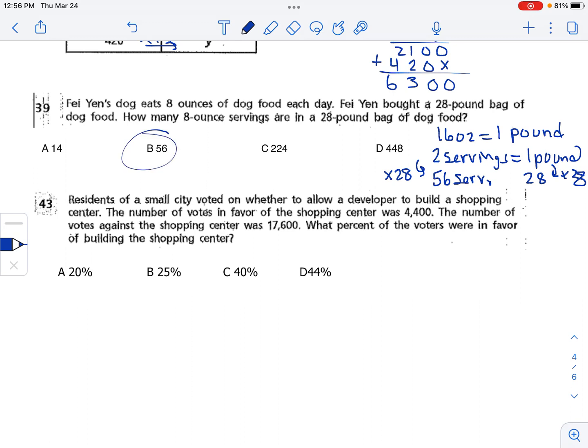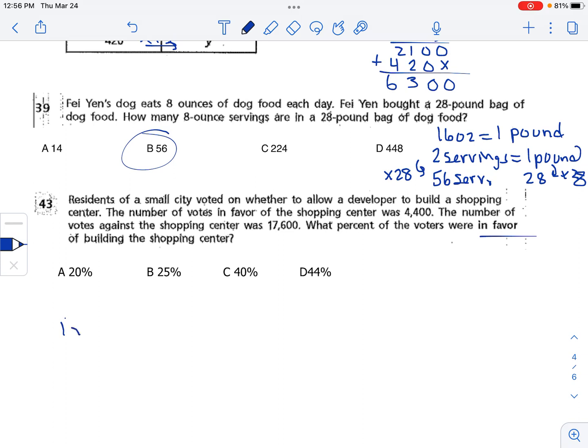Residents of a small city voted on whether to allow a developer to build a shopping center. The number of votes in favor of the shopping center is 4,400. The number of votes against the shopping center was 17,600. What percent of the voters were in favor of building the shopping center?